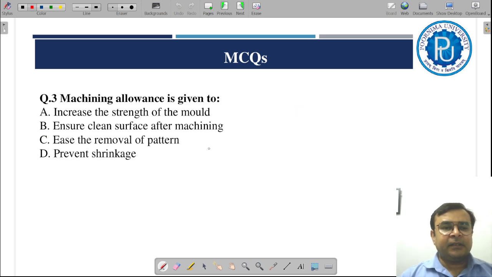Next, machining allowance is given to increase the strength of the mold? No, this is wrong. Ensure clean surface after machining? Yes, this is right. Ease the removal of pattern? No. Prevent shrinkage? No. So the right answer is option B. Machining allowance is provided for getting an accurate or better surface finish.